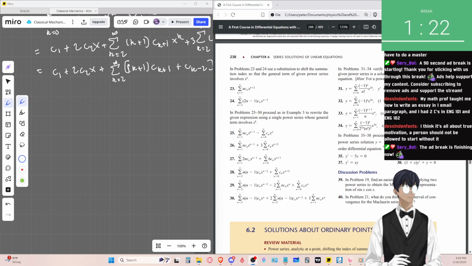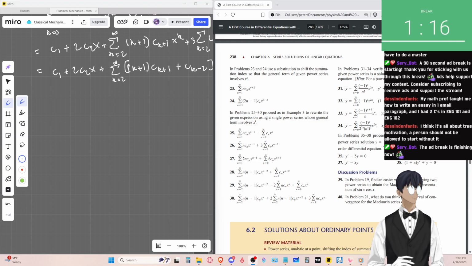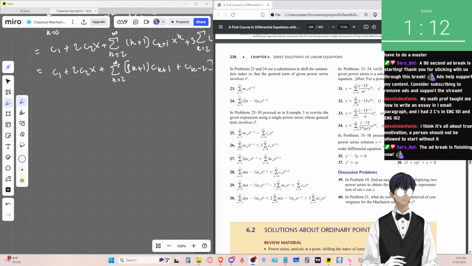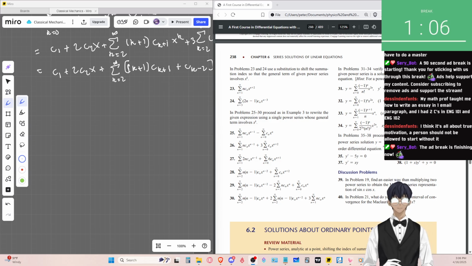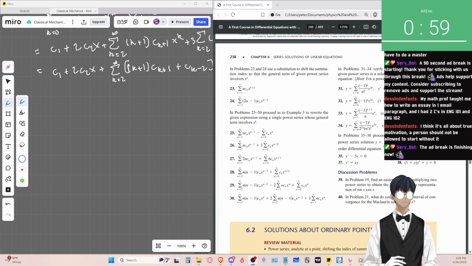My math professor taught me how to write an essay in one email paragraph, and I had two C's in English 101 and English 102. Yeah, English courses do teach you how to read and write essays. The thing is, you have to constantly write essays and refine them to actually be good at writing essays. I got B's in my essays. My essays were not that great.